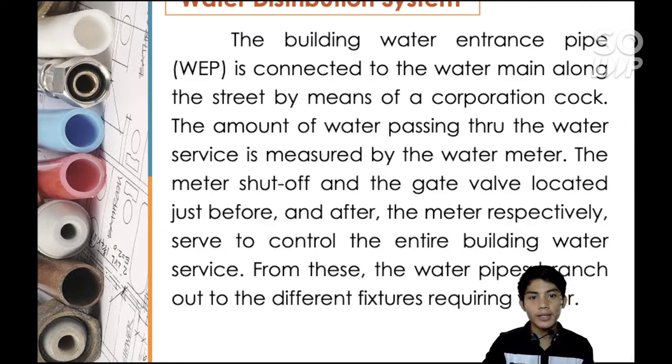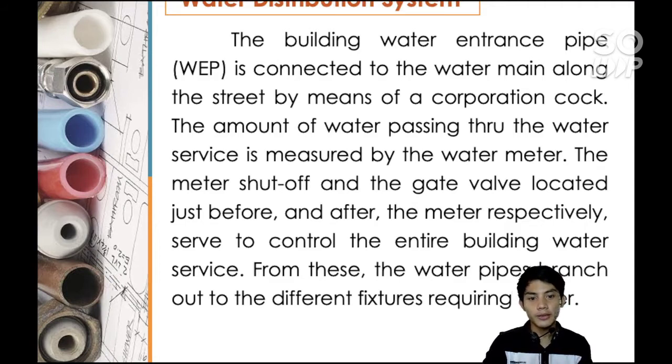Here we have the water distribution system. The purpose of the water distribution system is to provide water to a structure. The building water starts in the water main, then goes to the water entrance pipe, then along the street by means of a corporation cap. The amount of water passing through the water service is measured by the water meter. This is the one that will measure the amount of water that we consume.